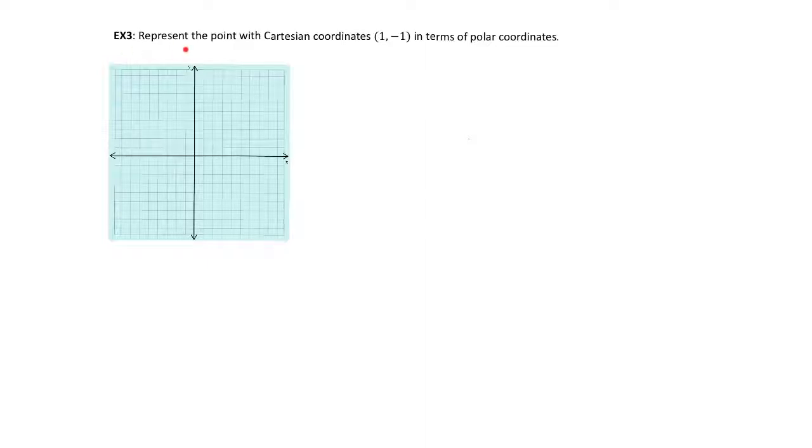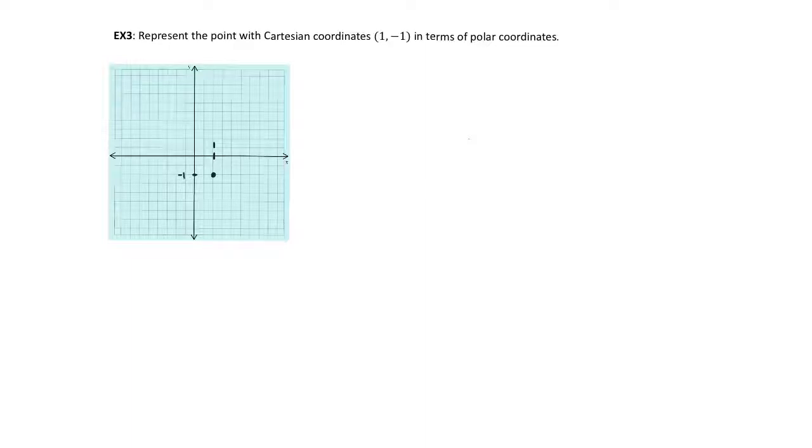Example 3 is asking us to represent the point with Cartesian coordinates (1, -1) in terms of polar coordinates. In other words, we want to go from Cartesian to polar coordinates. The first thing that I want to do, however, is to locate the point (1, -1). I am going to let 2 marks be 1 unit just to give ourselves more space. So this is 1, this is -1, here is my point.